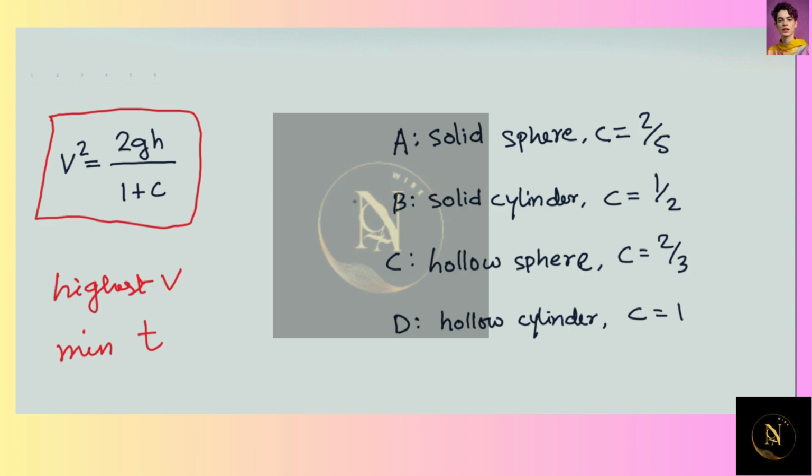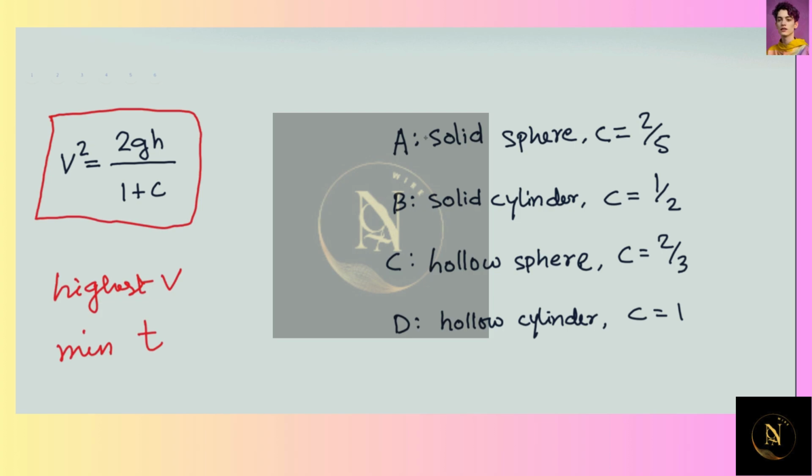So whichever has the highest c will have the lowest velocity and hence the maximum time, and whichever has the lowest c will have the highest velocity and hence the minimum time. So we see from this chart that the solid sphere has the lowest amount of c, which means it will have the highest velocity, so it will take the minimum time to reach the bottom.